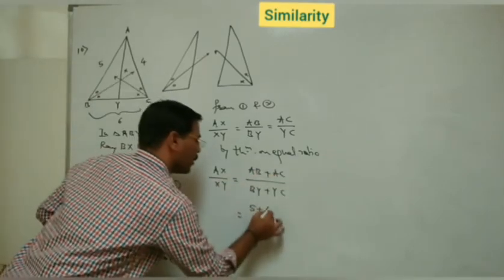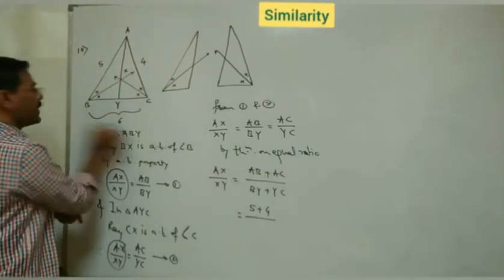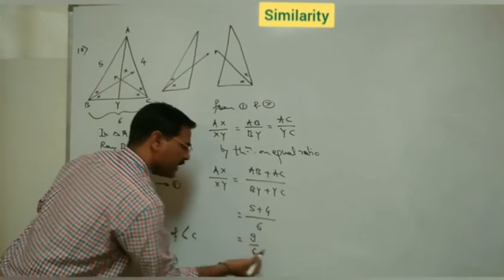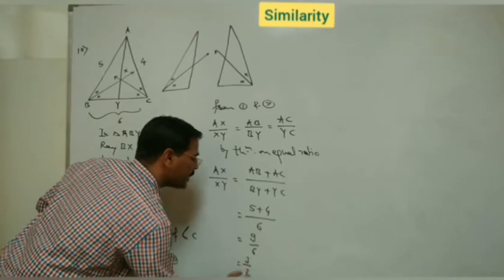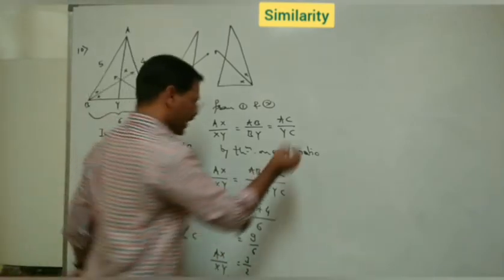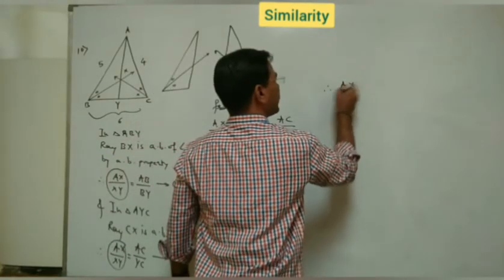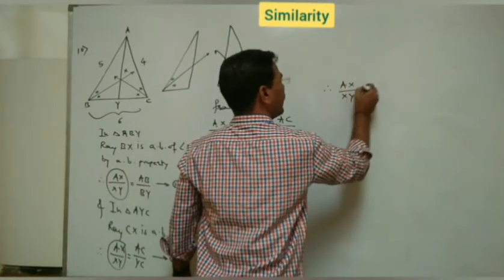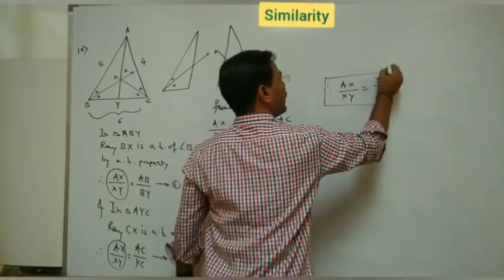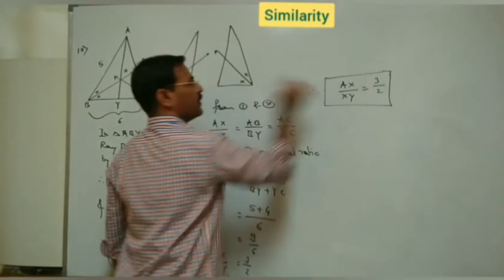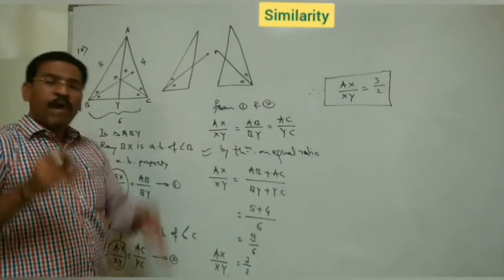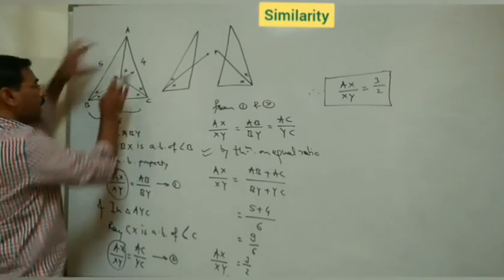AC 4. But this full BY plus YC is nothing but 6. And here it is 9 by 6. They are divisible. 3 3s are 3 2s are. This is AX upon XY. So right here, therefore, AX upon XY is equal to 3 upon 2, which is a very, very important example. Understand friends? Here, this is very important. How can we find this AX upon XY?